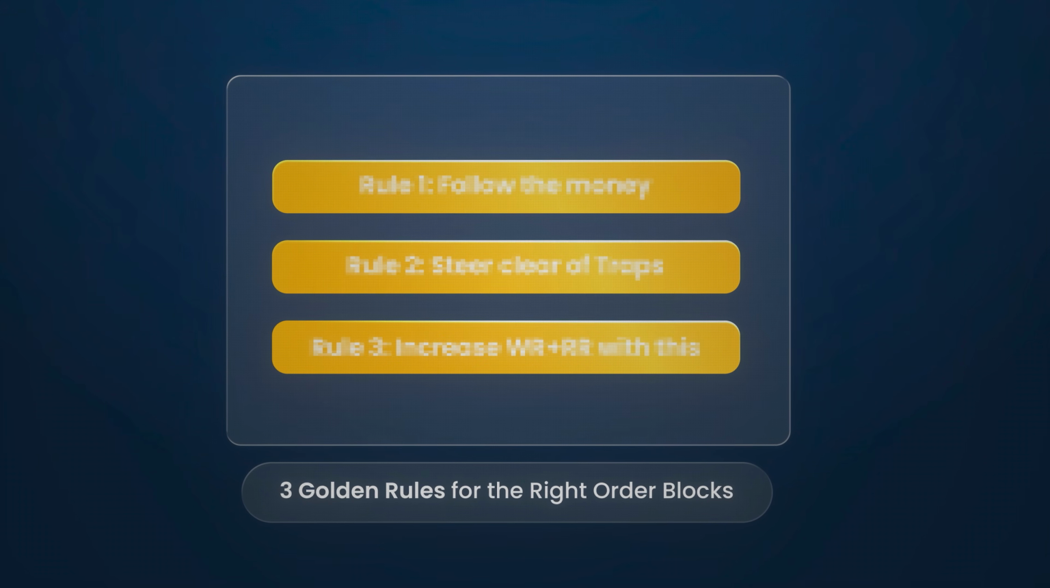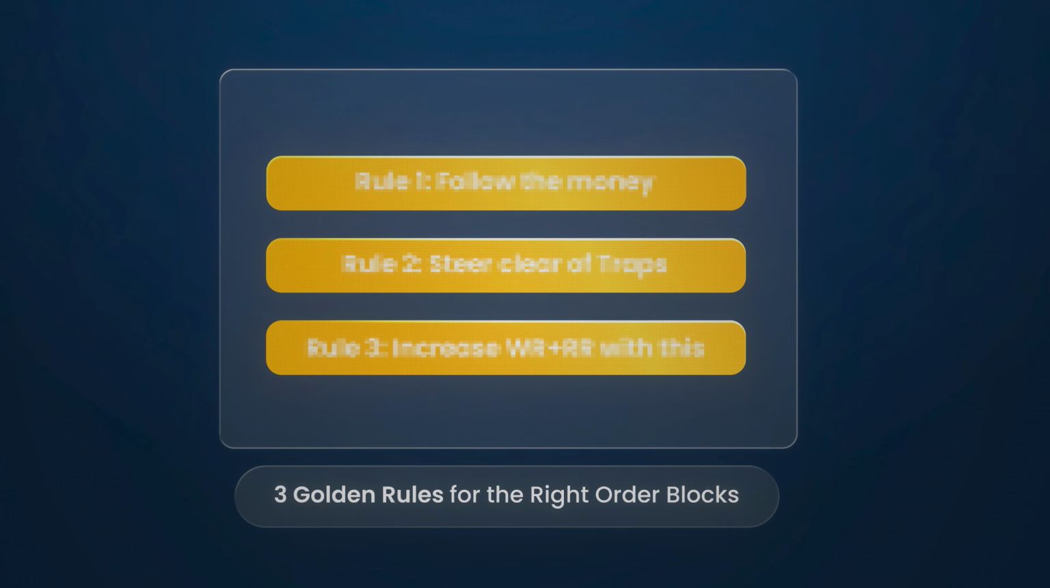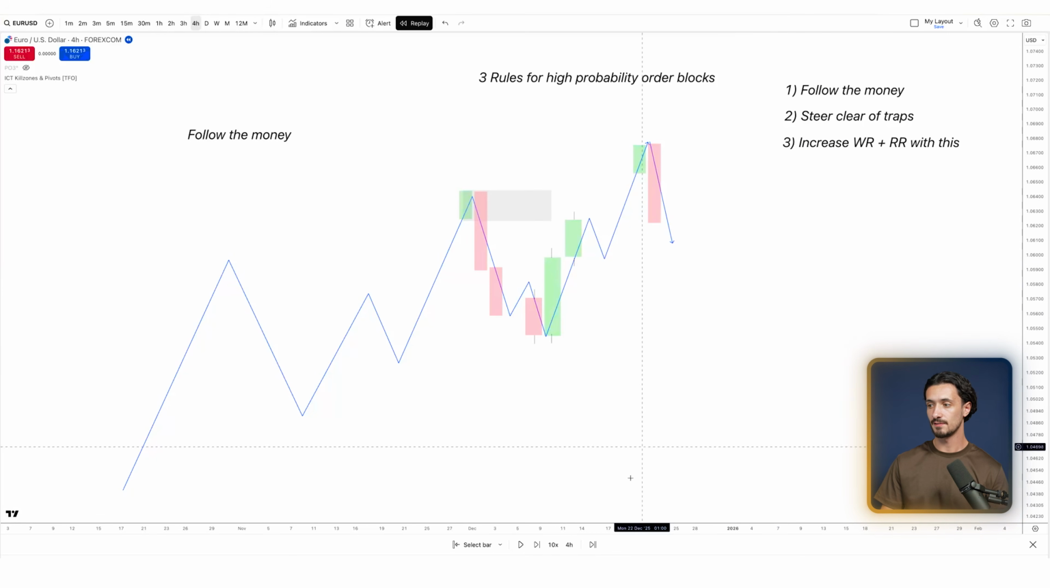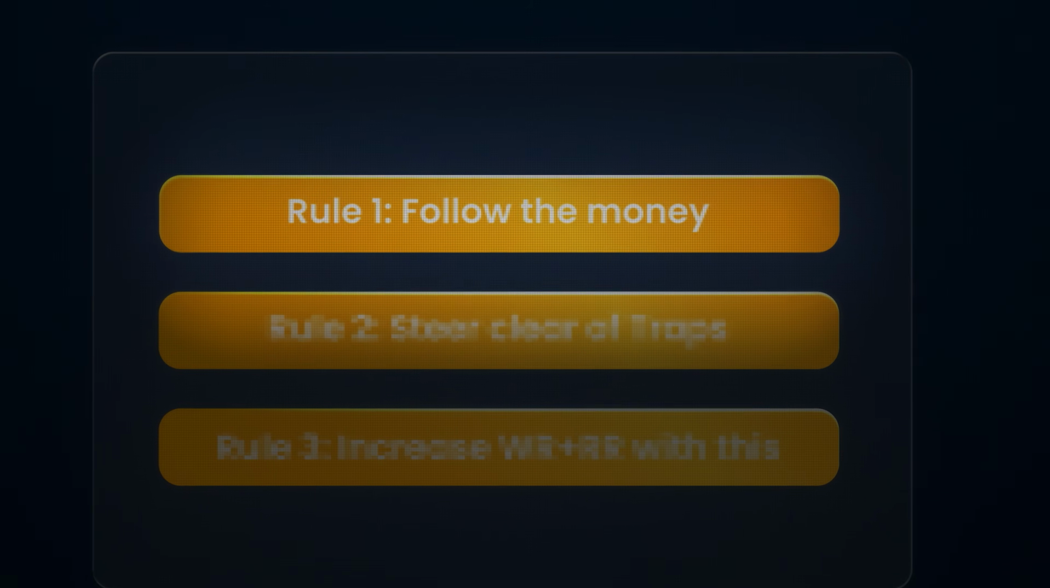So now we know what an order block is. We know how to identify them. Now I need to walk you through my 3 crucial rules that will separate the losing order blocks from the winning order blocks. The first principle and the first rule is follow the money.